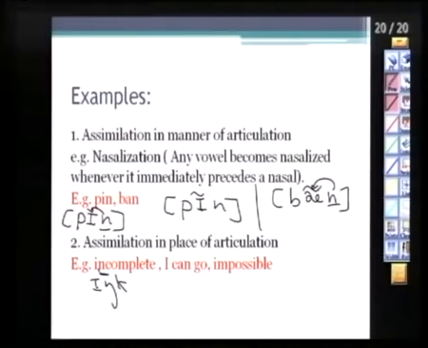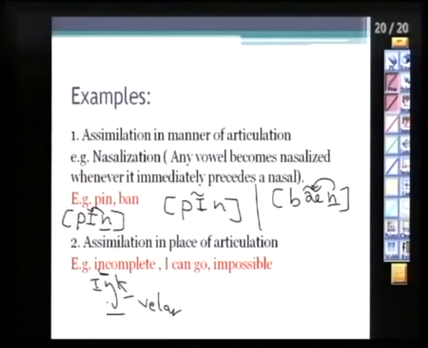Again, so what is assimilation in place of articulation? The k sound, what is the place of articulation of k? It is a velar. Yeah? So the k sound is a velar sound. It's going to affect the pronunciation of the n sound before that. The n is not going to be a normal n because it's affected by the k, by the velar sound. So this nasal, the n nasal, is going to become the velar nasal, which is ng.